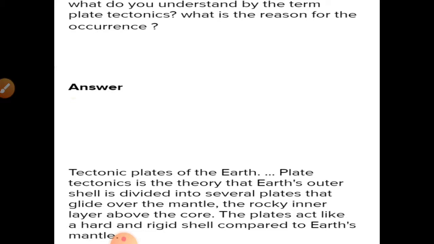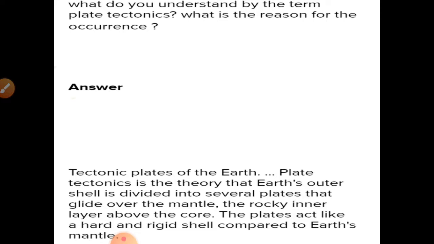So plate tectonics is the theory that earth's outer shell is divided into several plates that glide over the mantle, the rocky inner layer above the core. The plates act like a hard and rigid shell compared to earth's mantle. Next question we have: classify volcanoes on the basis of frequency of eruption.